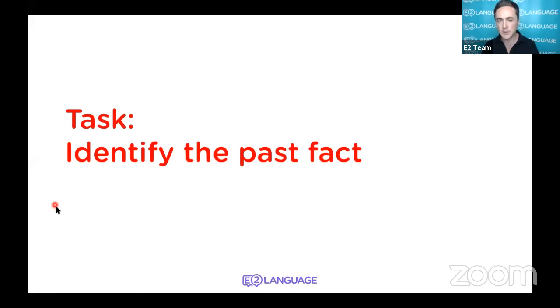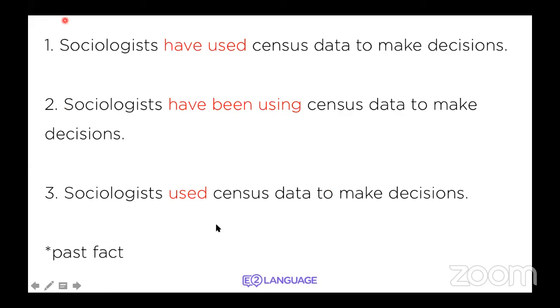Let's do a task. I'll go to Q&A at the end. If you have any questions, please hold your questions to the end. I want you to identify the past fact. I'm going to put all of these verbs together. I want you to identify the past fact, the one that's complete, it's finished. It happened at a specific time. 1, 2, or 3. Which one is the past fact?